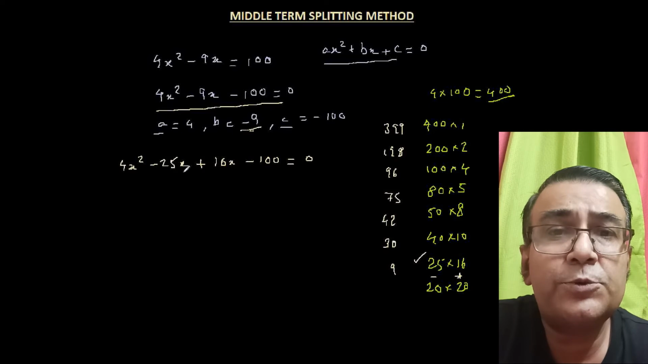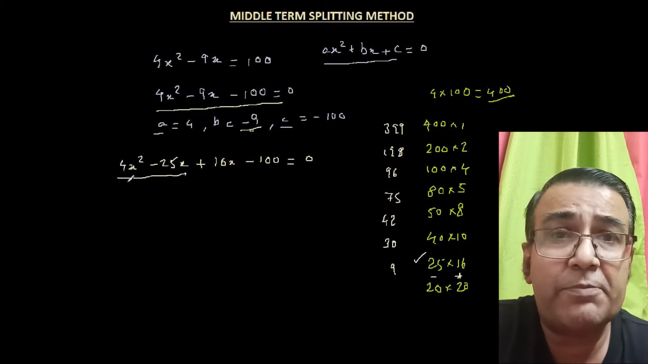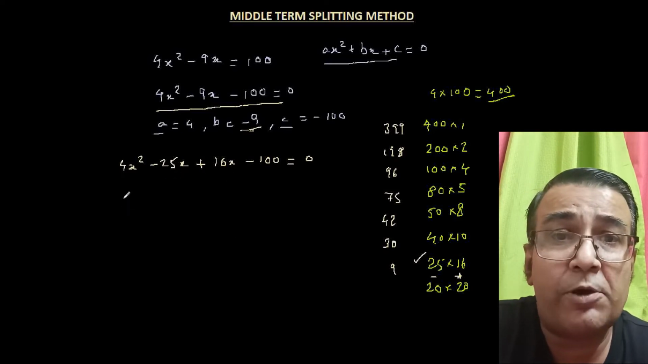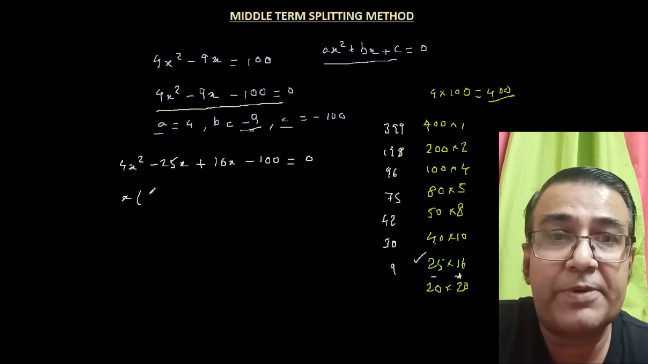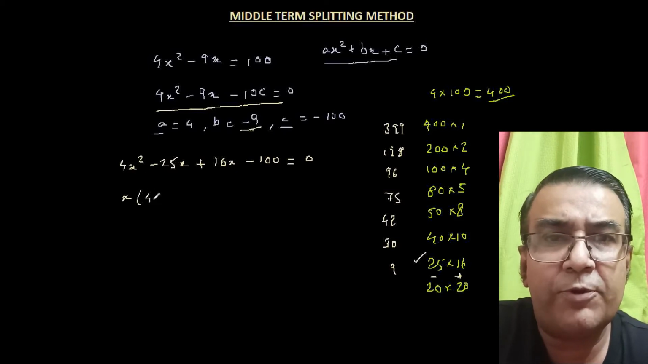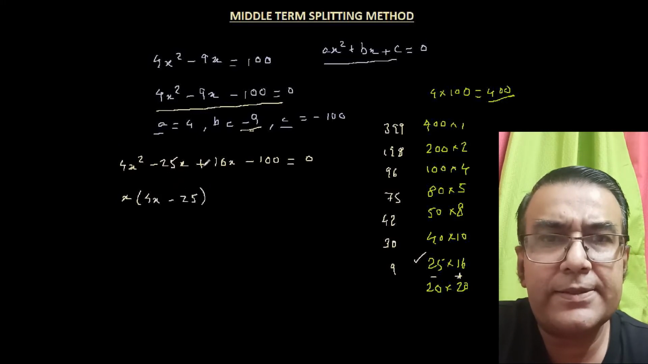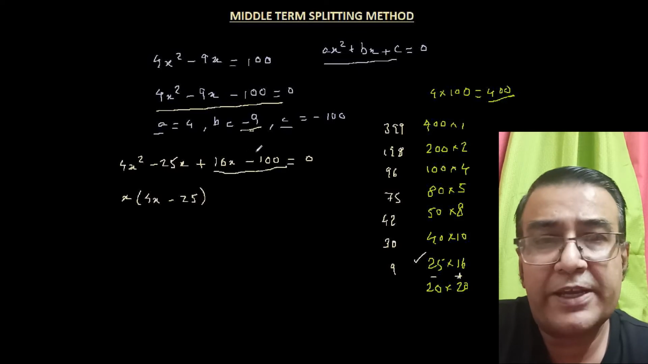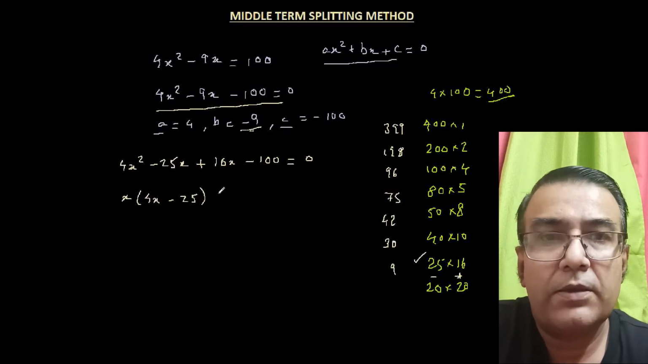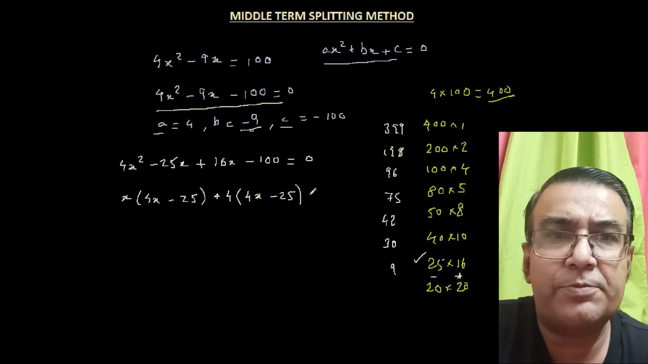So in the first two terms, we have got 4x square minus 25x. The only thing common here is x. I can factorize x out, and inside the brackets, I'll be left with 4x here and minus 25 here. And in the second two terms, I don't see anything common except 4. So I can factorize out 4, and inside the brackets, I'll again be left with 4x minus 25. And that should be equal to 0.